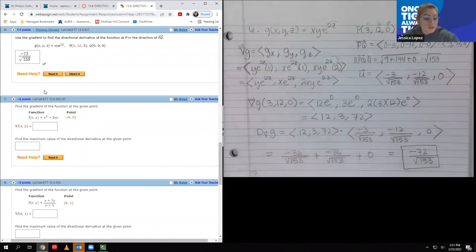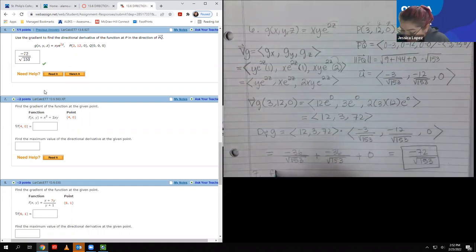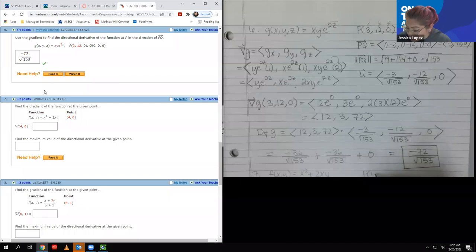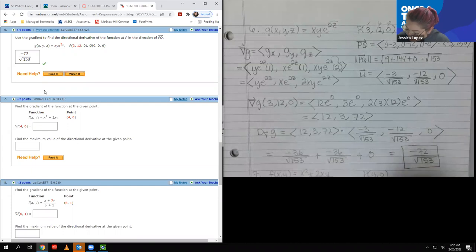So we're gonna do number 7, and number 7 says find the gradient of the function at the point. Okay, it's not too bad. So let's go ahead and try that. We have f of xy equal to x squared plus 2xy, and then our point is just 4 comma 0. So if I want to find the gradient of f, that is fx, fy, which in this case is 2x plus 2y comma 0 plus 2x.